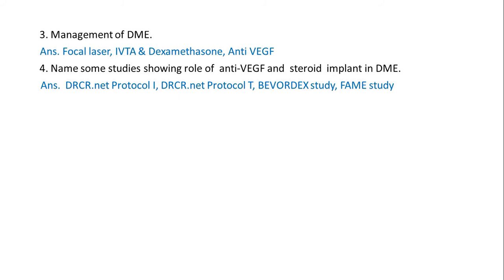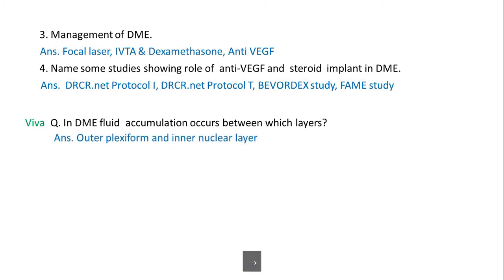Now the Viva section for diabetic macular edema. It is frequently asked that in DME, fluid accumulation occurs between which layers? Basically, it accumulates between outer plexiform and inner nuclear layer.